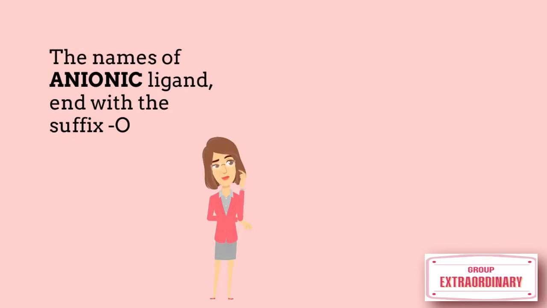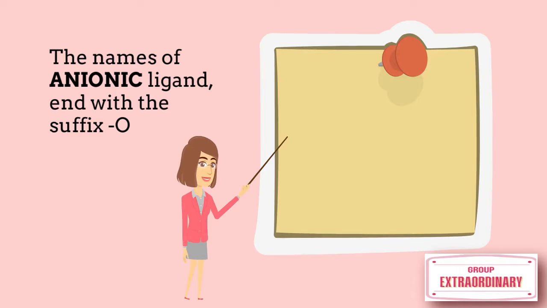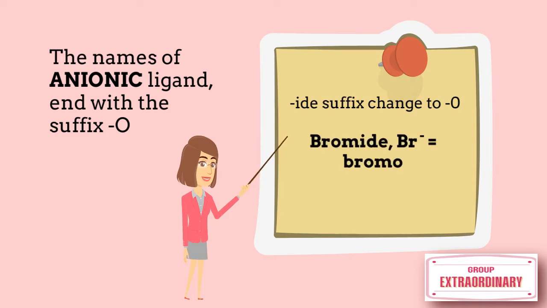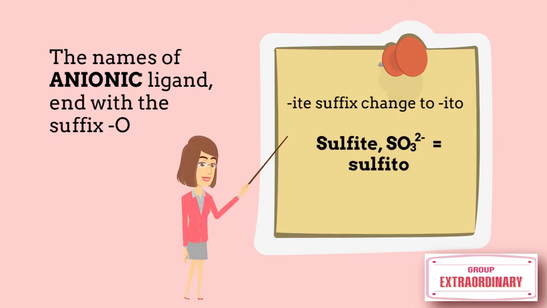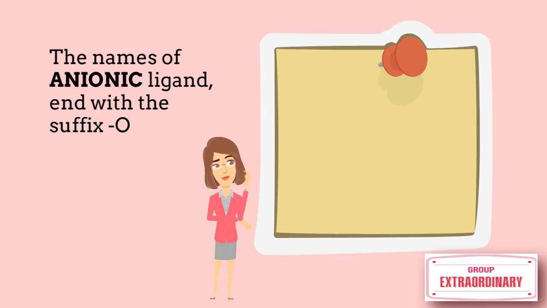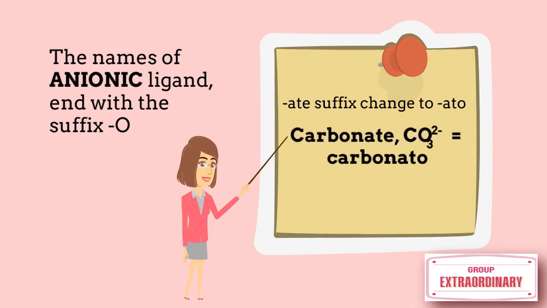The names of anionic ligands should end with the suffix o. The first one, the ide suffix changes to o. For example, bromide changes to bromo. For the ite suffix, it changes to ito. For example, sulfite changes to sulfito. And the last one, the ate suffix changes to ato. For example, carbonate changes to carbonato.